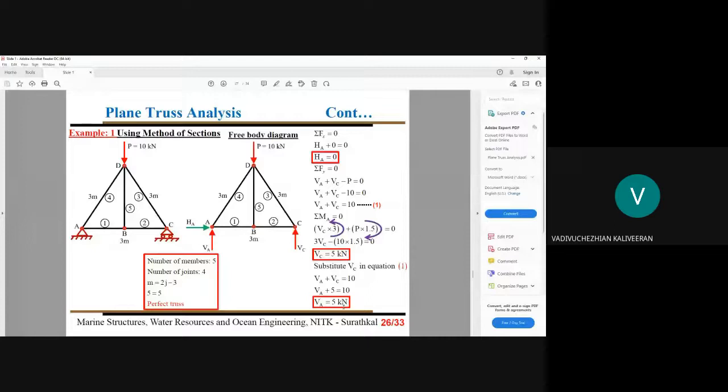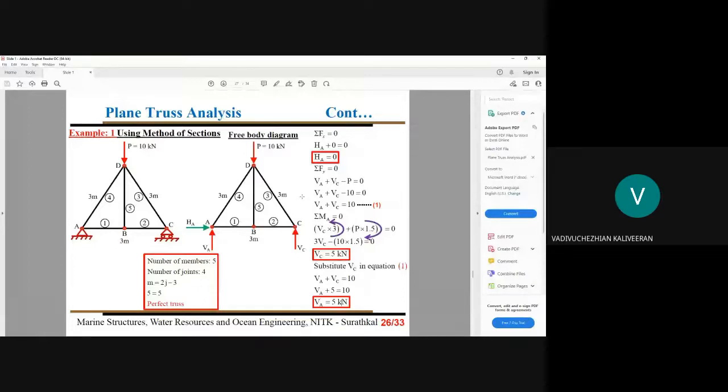When you are considering method of sections, we are trying to fix various section lines. Those lines pass through our members, and we show the free body diagram. After that, we fix moment equilibrium equations with respect to various joints available in that section, maybe on the left hand side or right hand side portion of your free body diagram.